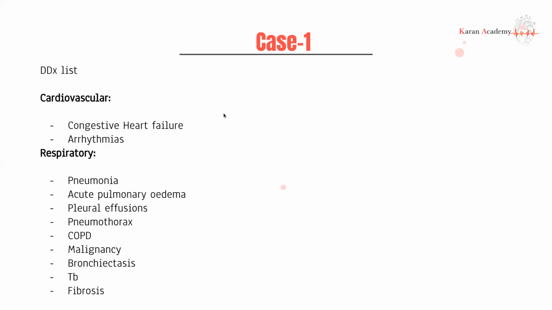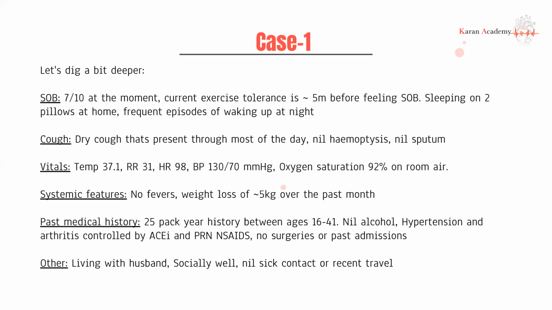So some causes of potential differential diagnosis lists. Cardiovascular include things like congestive heart failure, arrhythmias. Respiratory causes include pneumonias, APO, pleural effusions, pneumothoraxes, COPD, malignancy, bronchiectasis, TB, and fibrosis. Now, I want to note that you can have more than one thing happening at once, right? You can have a patient with chronic CCF who's now developed pneumonia, or you could have a patient with a pneumonia who also has a pleural effusion, right? It's not always the case where you have exclusively one, but for this case, it's going to be like one main one, probably.